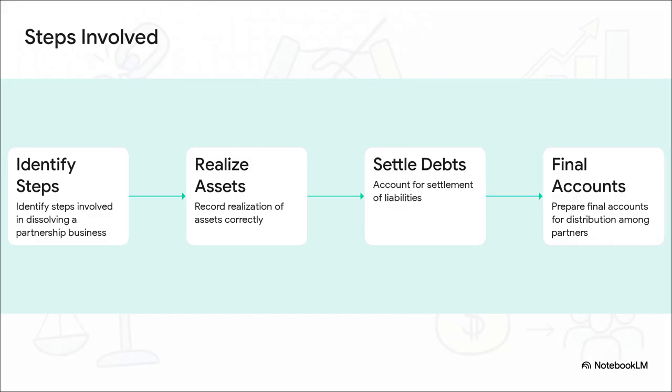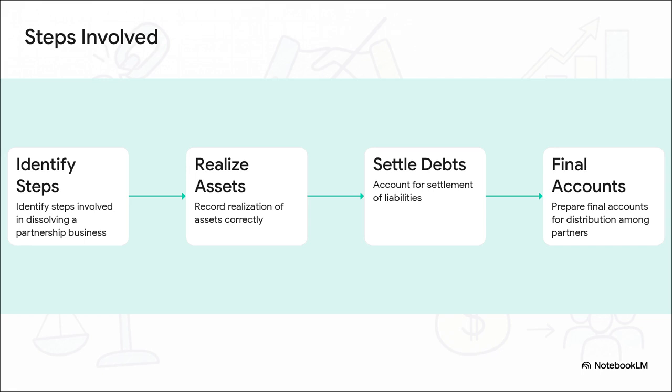Identifying the specific steps involved in dissolving a partnership is a really critical learning objective here. It is a very specific sequence. First up, you must stop normal business operations. You aren't out buying new inventory or signing on new long-term clients. Nope. Second, you realize your assets.